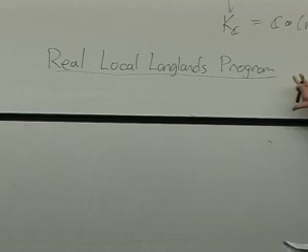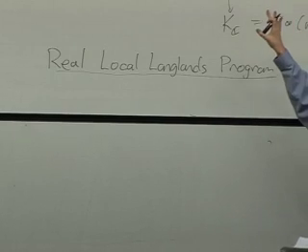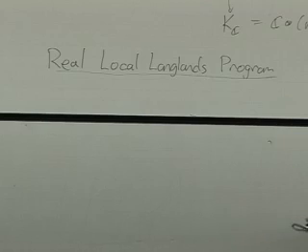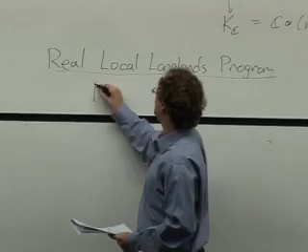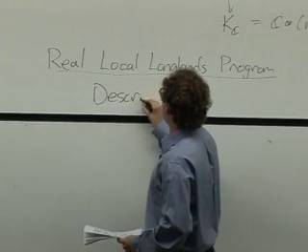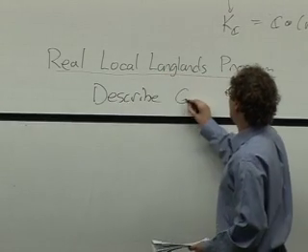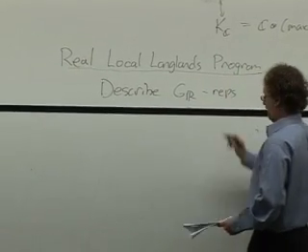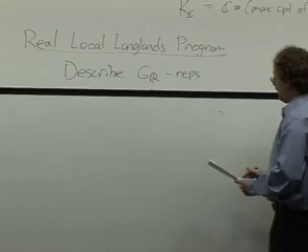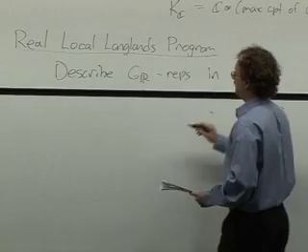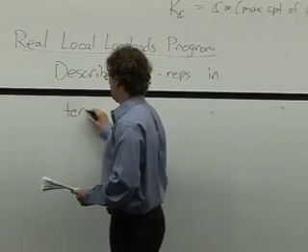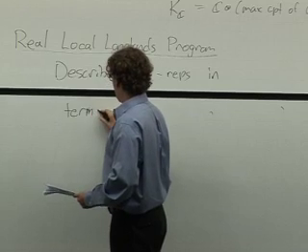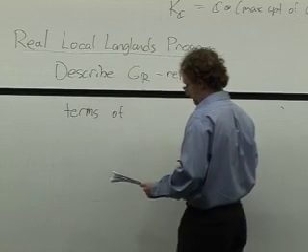The real local Langlands program wants to describe these representations of the real Lie group. And in what way does it say? So you want to describe representations of a real Lie group in terms of Langlands dual data. So in terms of some kind of Galois data.